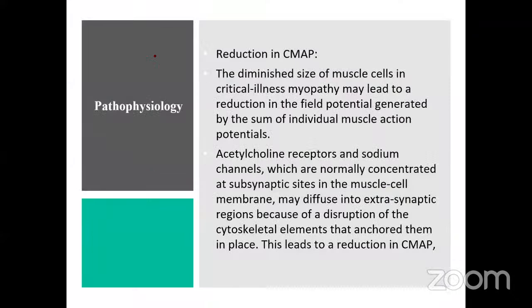So the pathophysiology continues, and what are the other features of this is the reduction in CMAP. The most important finding is compound muscle action potential. There is a reduction or an absent. The diminished size of muscle cells in the critical illness myopathy leads to reduction in the field potentials that are generated by the sum of individual muscle action potentials.